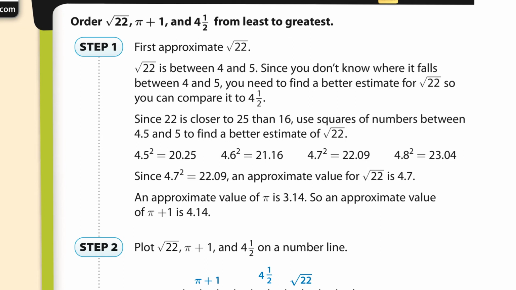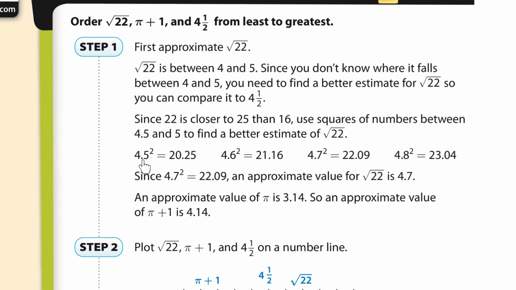What we have is approximate the square root of 22. That's going to be in between 4 and 5. Since you don't know where it falls in between 4 and 5, you need to find a better estimate, so you can compare it to 4.5. Since 22 is closer to 25 than 16, use squares of numbers between 4.5. Okay, so it's more than halfway.